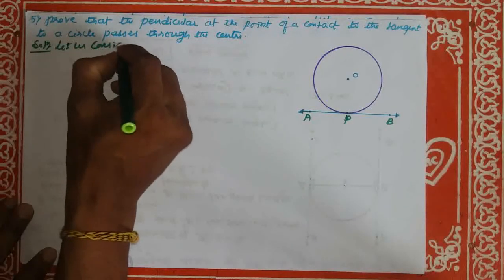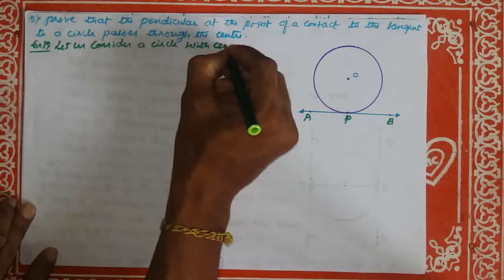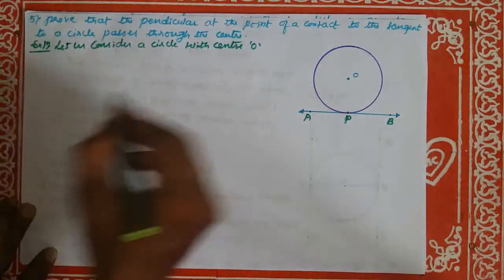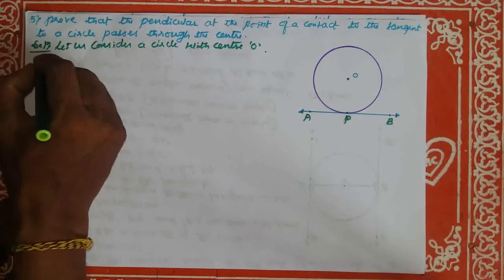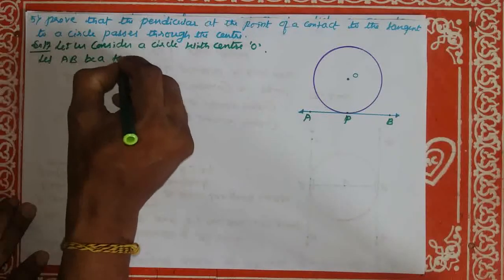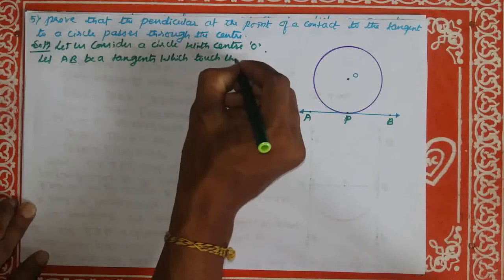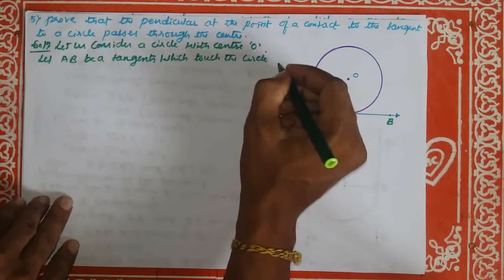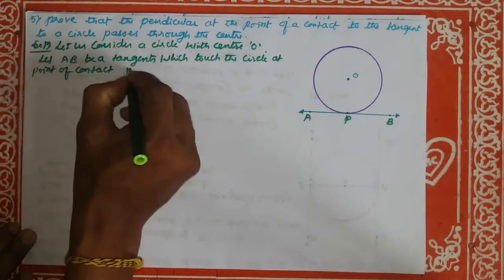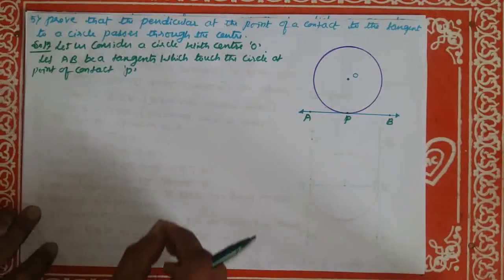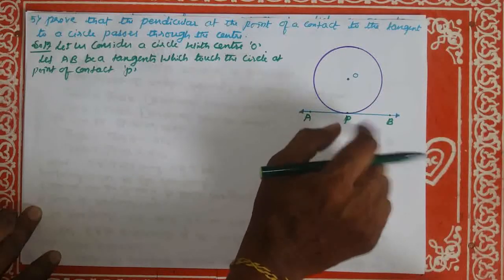Let us consider a circle with center O. Let AB be a tangent which touches the circle at the point of contact P. We have to prove that the line perpendicular to AB at P passes through the center O. We shall prove this by the contradiction method.